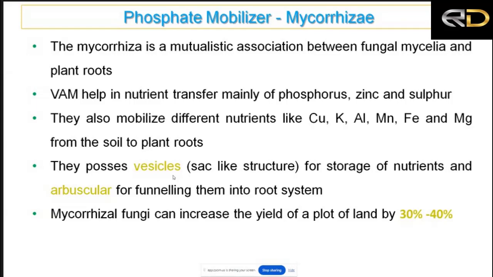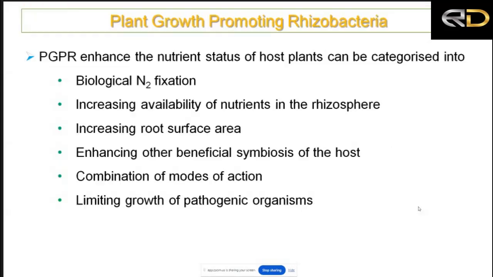So that is why these mycorrhizal fungi can also increase the yield of a plot of land by 30 to 40%, only by making an association of plant roots and this fungal mycelia. So along with the solubilizers, the mobilizer also plays an important role.